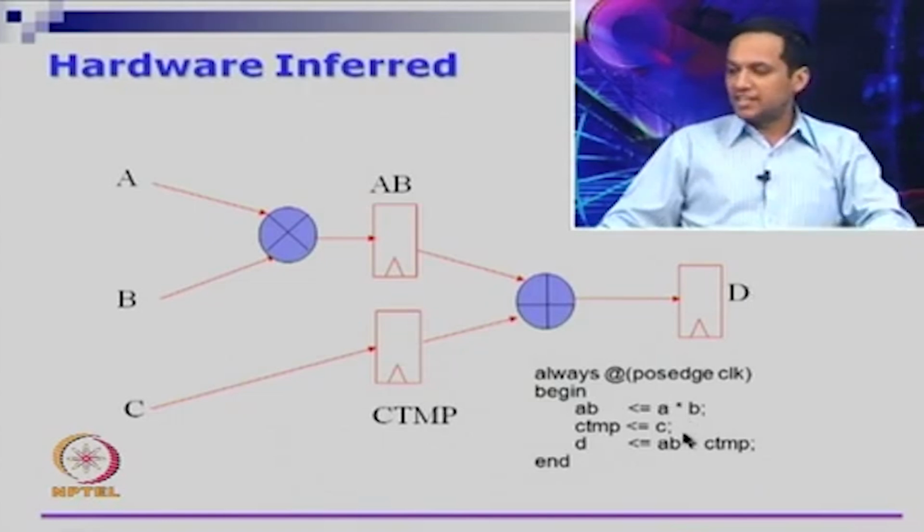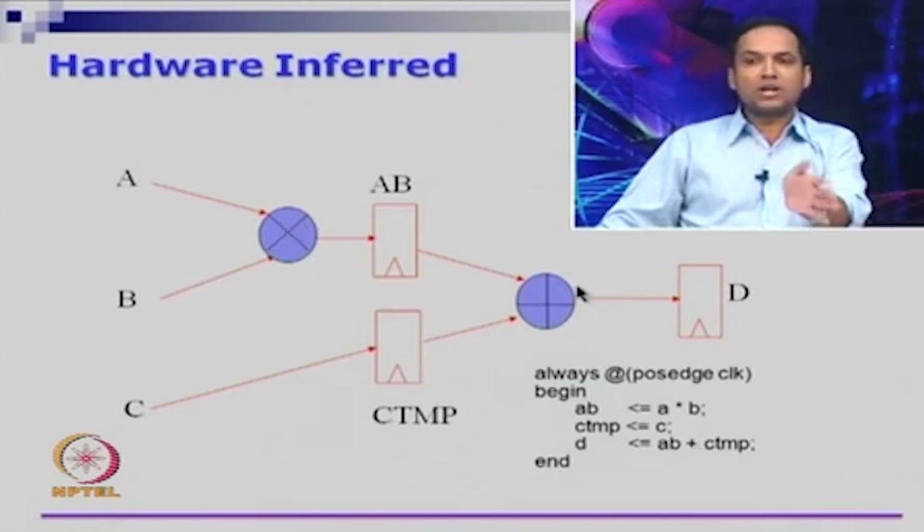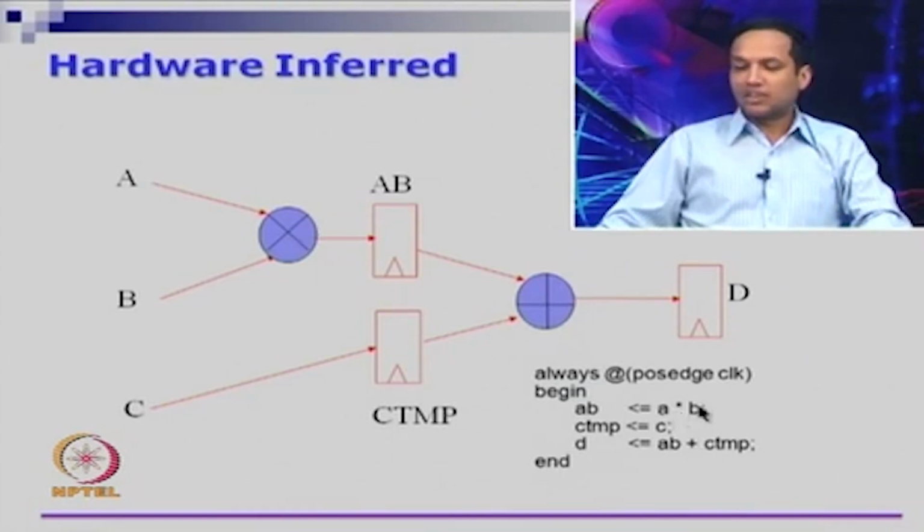And what are the operations that we need? We need a multiplier and we need an adder. So, there is a multiplier and there is an adder. Now, let us look at how these things get connected. The product of A and B should be given as input to AB. C is given as it is as input to C temp, and AB and C temp should have an adder in between. The addition of this should go to D. So, AB and C temp are added together and the addition goes to D. So, we have taken this always block and inferred this piece of logic.